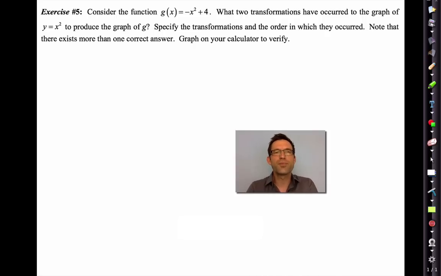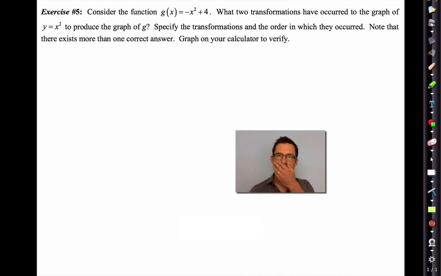Okay, exercise 5. Consider the function g of x equals -x squared plus 4. What two transformations have occurred to the graph of y equals x squared to produce the graph of g? Specify the transformations and the order in which they occurred. Note that there exists more than one correct answer. Graph on your calculator to verify.